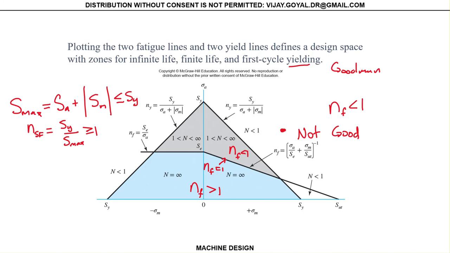If you were working with the case of pure torsion, let me write this down here. For the case of pure torsion, again, you will use sigma ys, obviously, and you have sigma max, and it will be bigger than or equal to 1.